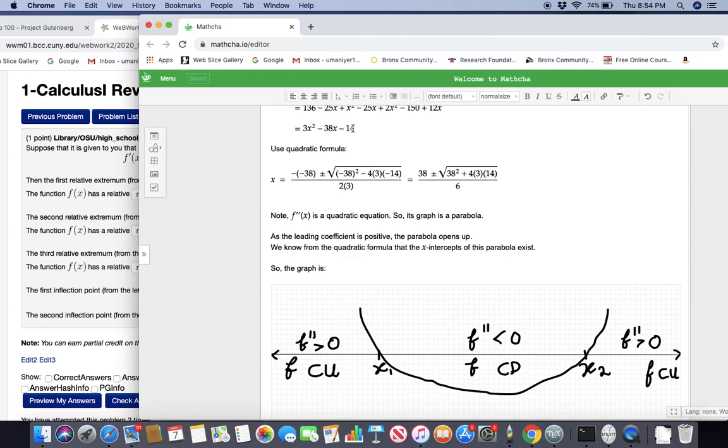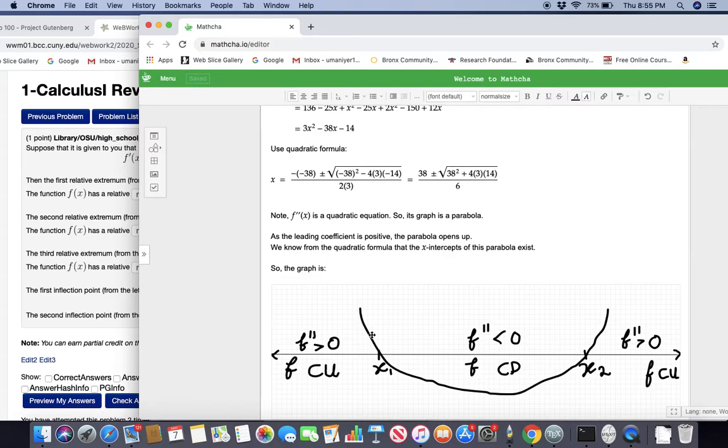So this is a quadratic. I have simply used the quadratic formula: minus b plus minus square root of b squared minus 4ac, over 2a. Yes? So I have simplified this and I get this particular expression. So that is my one x-intercept. That's my second x-intercept. Notice the parabola opens up because of this 3.